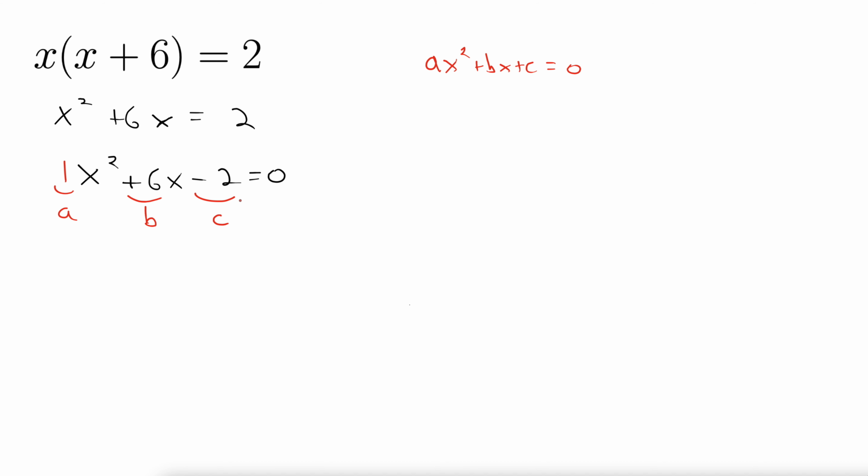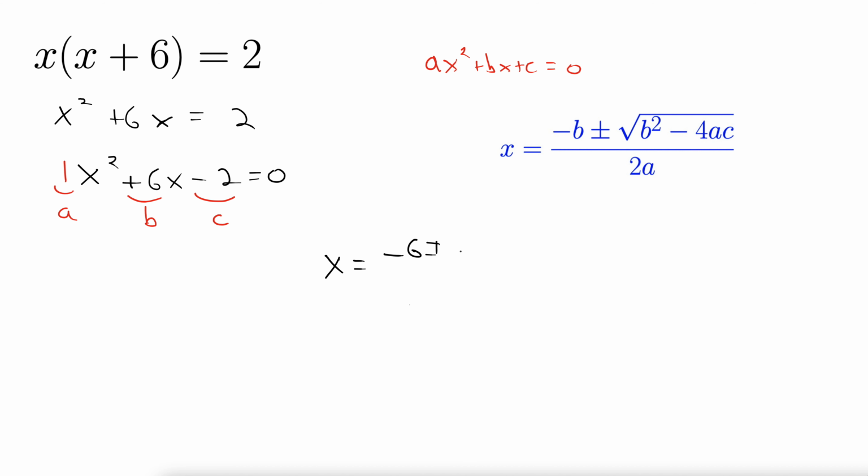Okay, because remember, these are of the form ax squared plus bx plus c equals 0. Once we've identified these, we're ready for the quadratic formula. x equals negative b plus or minus the square root of b squared minus 4ac all over 2a. So from here, we just plug everything in. If we do it carefully, we'll get the correct answer. Let's see what we get.